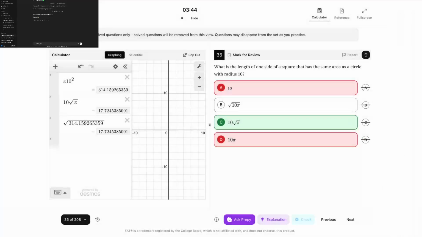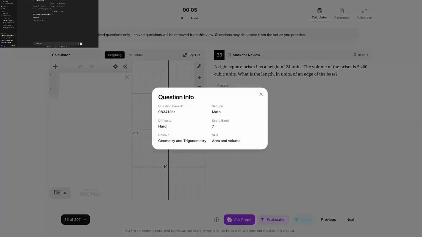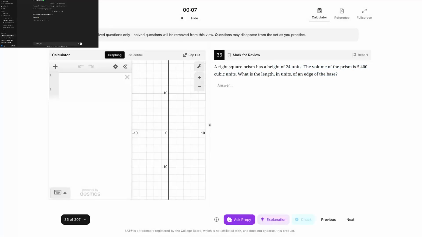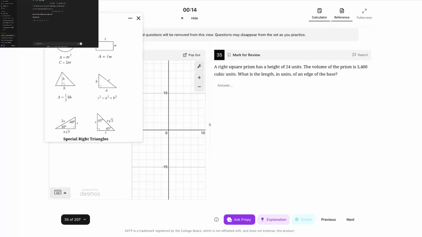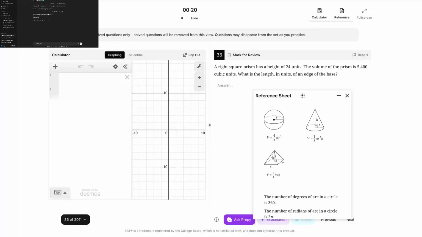Cool. Okay, let me do one more. I need to get my head straight right now with geometry. This better be hard. Good. That's a 7. Okay. The volume of this. What's the length of the edge of the base? Okay, cool. So rectangular prism. I'm not trying to memorize that at all. Yeah, right rectangular prism.